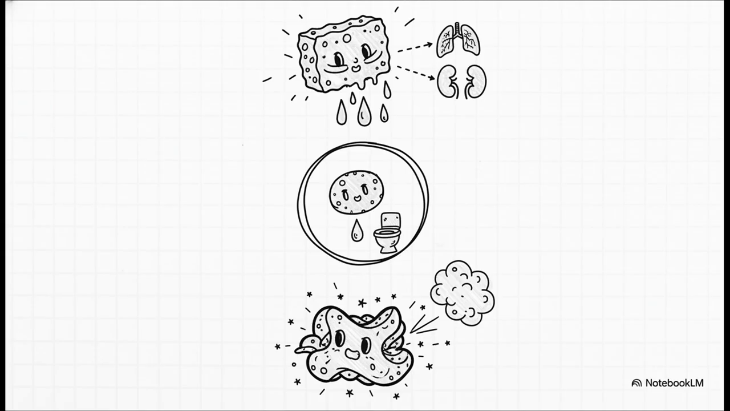Get this, as hemoglobin releases oxygen to your tissues, it literally changes its three-dimensional shape. This shape change turns it into a fantastic proton acceptor, helping to sponge up the dangerous acidity that gets generated when your blood transports carbon dioxide back to the lungs.